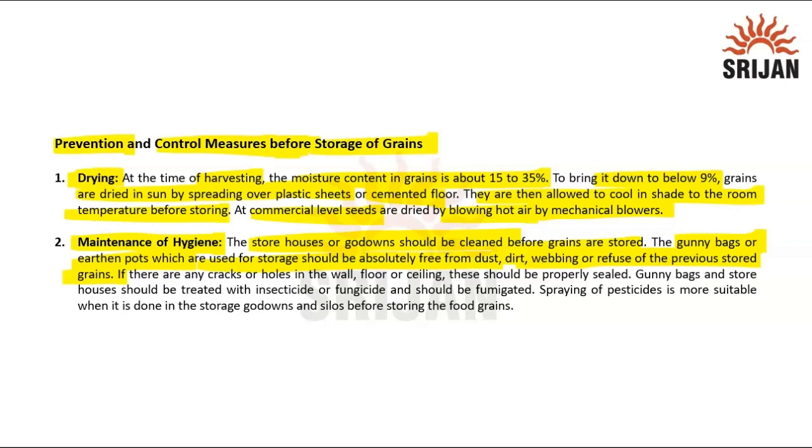If there are cracks or holes in the wall, floor or ceiling, these should be properly sealed. Again, all of these things will bring insects, birds or rodents, because once they know they are getting food this way, they will follow the same path. The gunny bags and storehouses should be treated with insecticide or fungicide, and should be fumigated as well. Spraying of pesticides is also a suitable option in storage godowns and silos before storing the food grains.